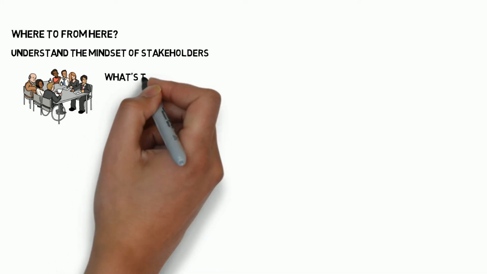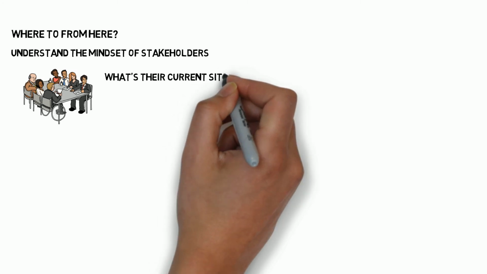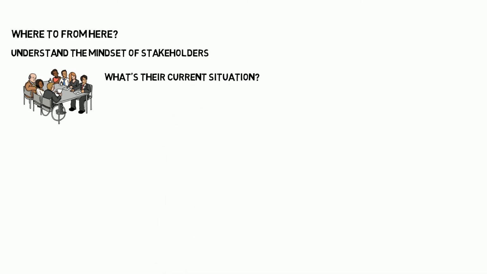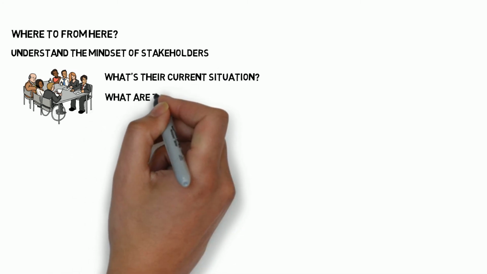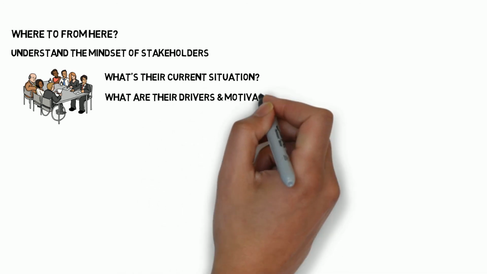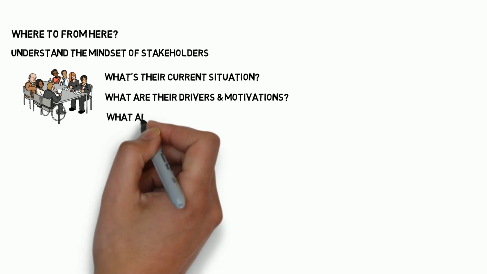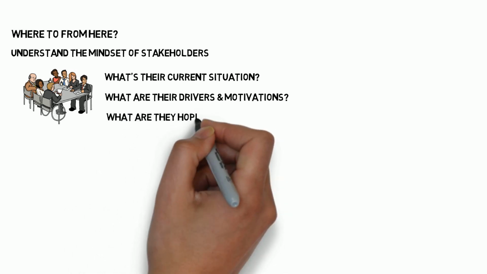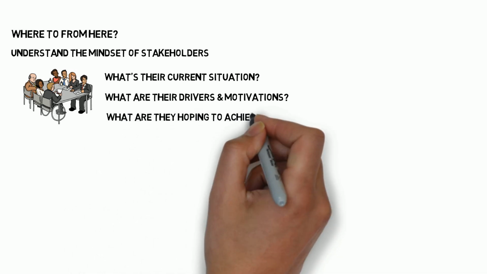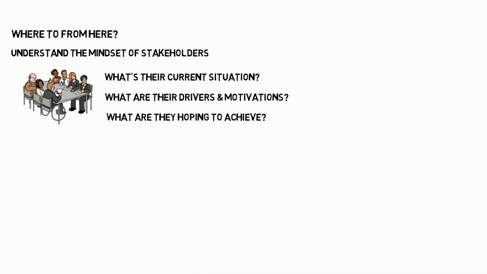These three questions are: what's their current situation? What situation is that particular stakeholder in? What are their problems? What are their drivers and motivations? Where are they trying to get to? What's influencing their decisions? And what are they hoping to achieve? So what outcome are those stakeholders trying to achieve from interacting with this industry or interacting with a particular company?